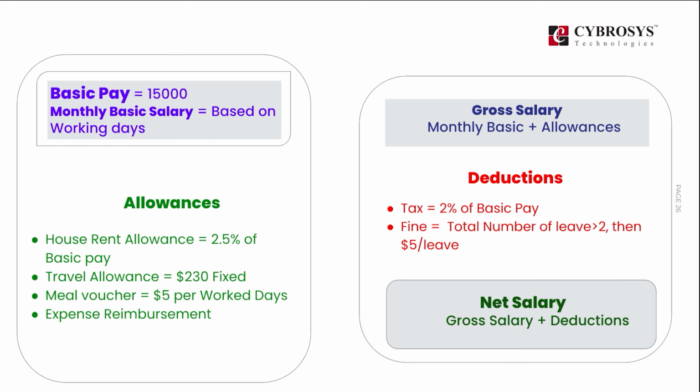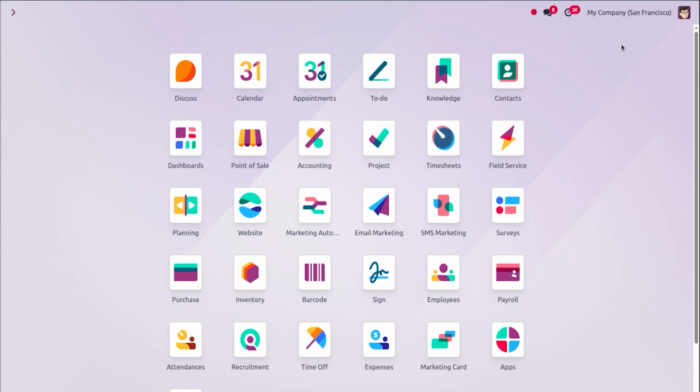And the deductions are, there is a tax deduction which is 2% of basic pay. And there is a fine: if the total number of leaves is greater than 2, then $5 per leave will be deducted. And here we can see the gross salary is the sum of monthly basic and allowances, and the net salary is the sum of gross salary and deduction. So let's check the salary computation of a trainee. So let's check the salary structure for the trainees.